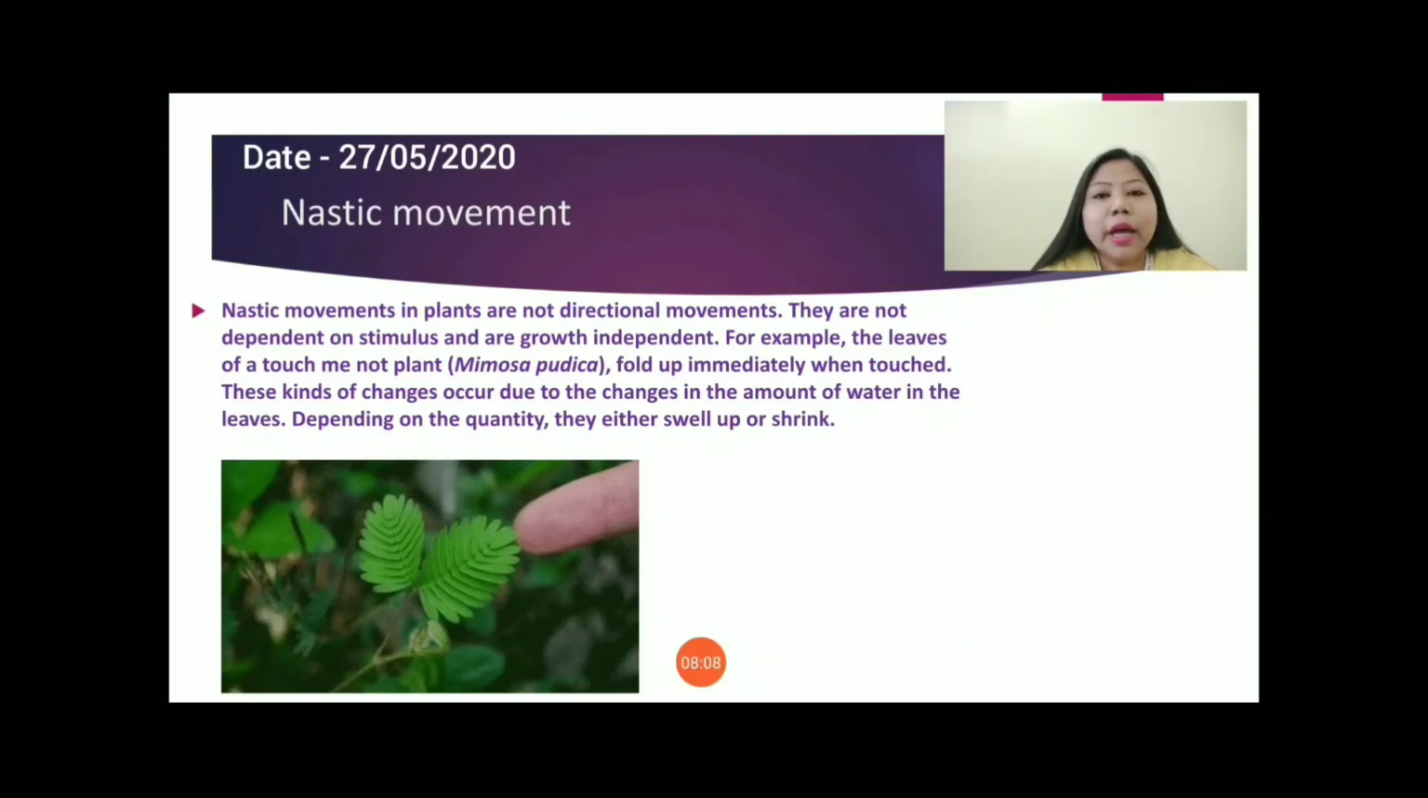Fine. And actually what happens is that the concentration of water changes in that particular area. So when you touch the leaves of the mimosa plant, the water which is present in that area will move away from that area, and as a result the leaves become flaccid and then they close. Again, when the water comes back to the area, it will become rigid and then the leaves open. So depending on the quantity of water or fluid, they either swell up or shrink.